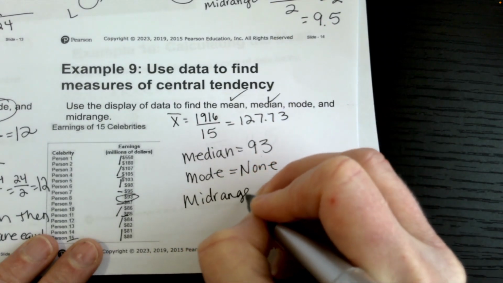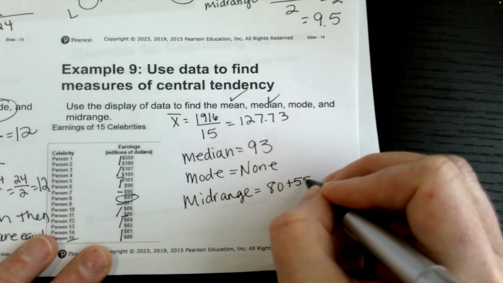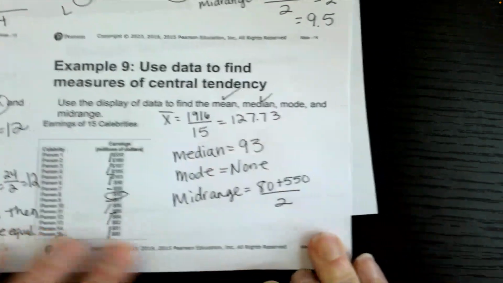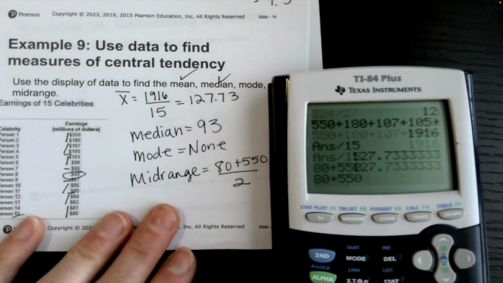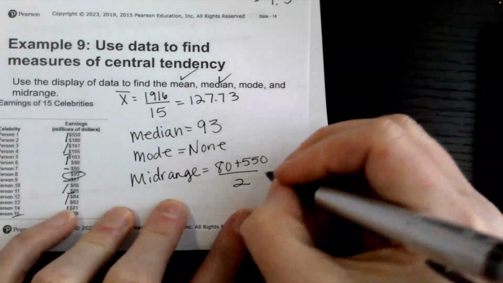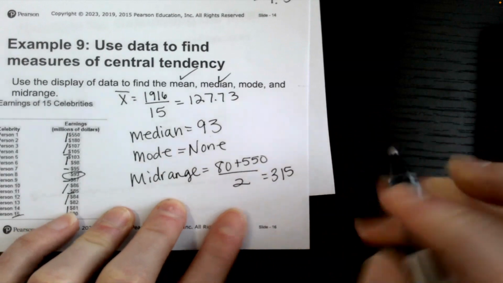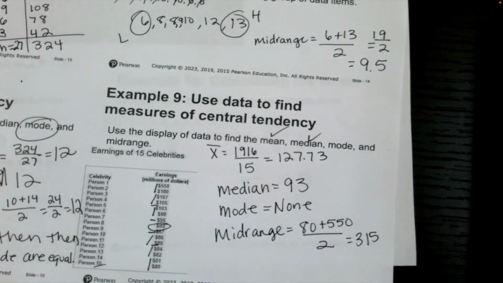Mid-range, take your highest and lowest, add them together. Divide by 2. So 315. All right, so that should get you the information you need for this section.